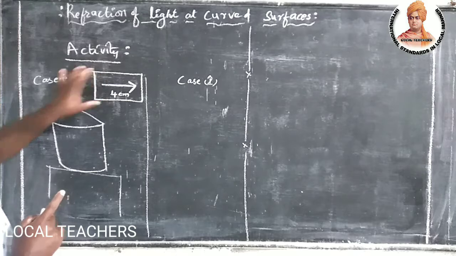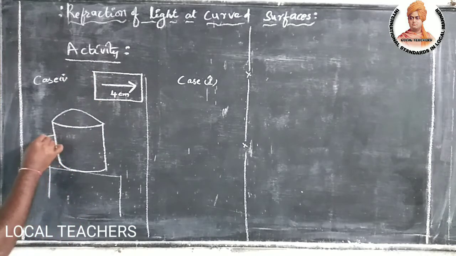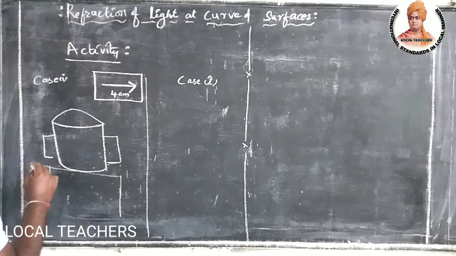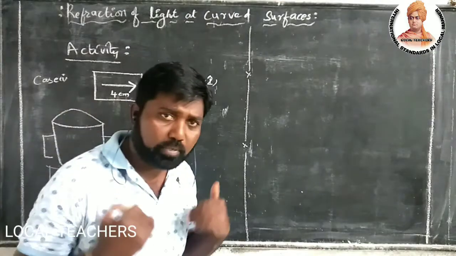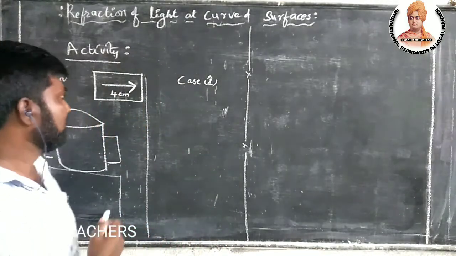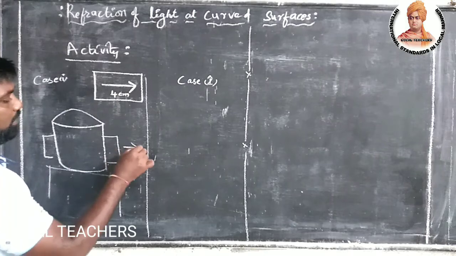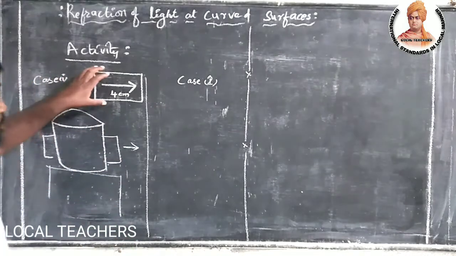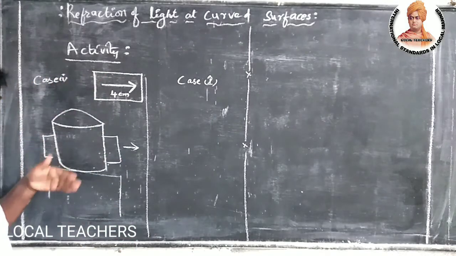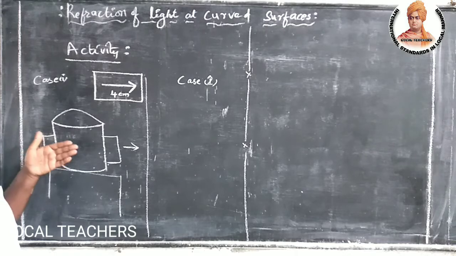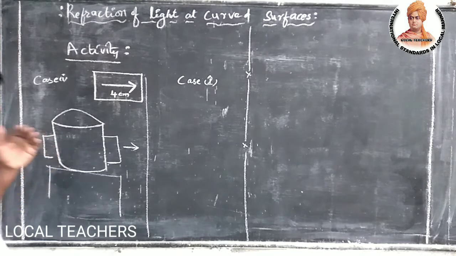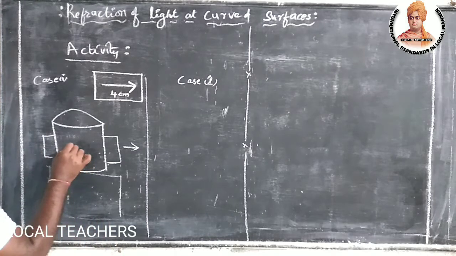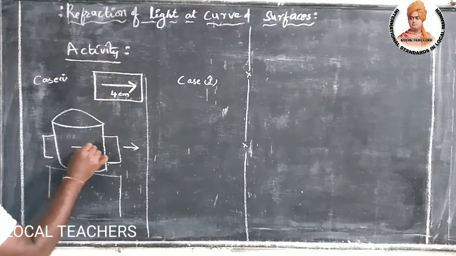The same paper we are placing behind the glass, in such a way that its arrow should be horizontal. Yes, we brought the paper and placed it at the back of this cylindrical shaped transparent vessel, and we are observing from the other side the arrow mark which is drawn on the paper.